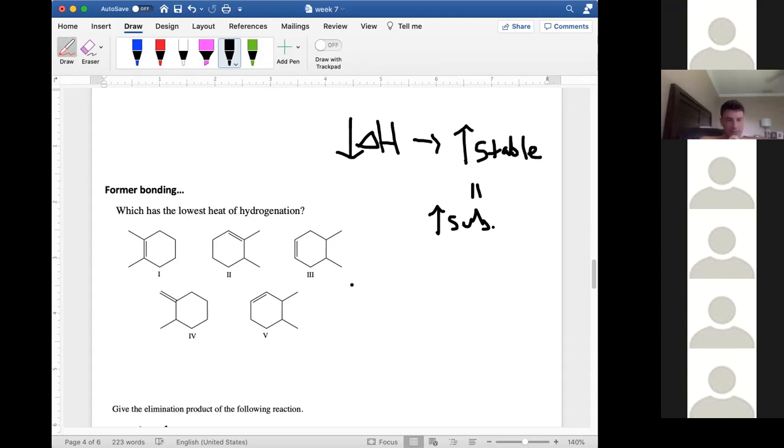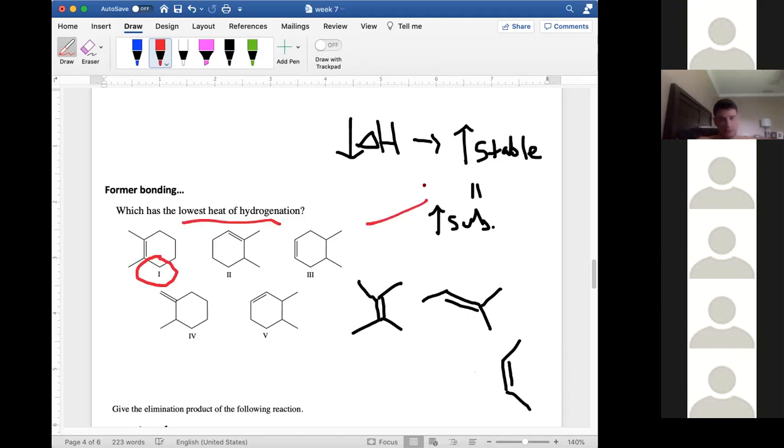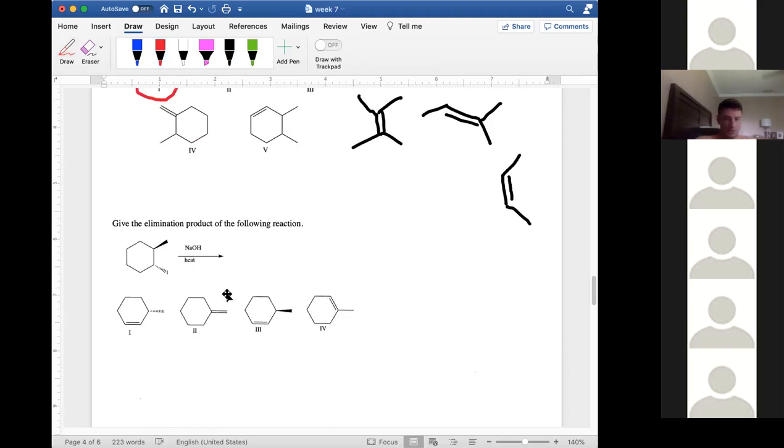If you just simply break it down, one looks like this. Two looks like this. Three. So yeah, you guys would be correct to say that one is your most substituted and thus has the lowest heat of hydrogenation for that reason. All right. This one.